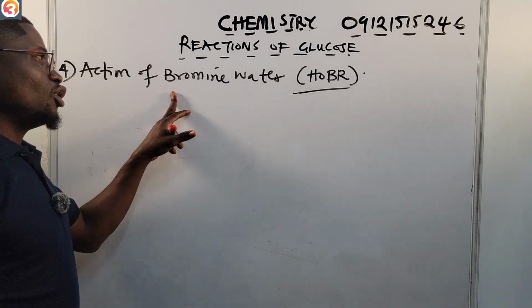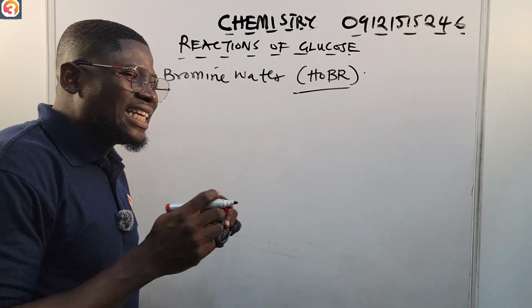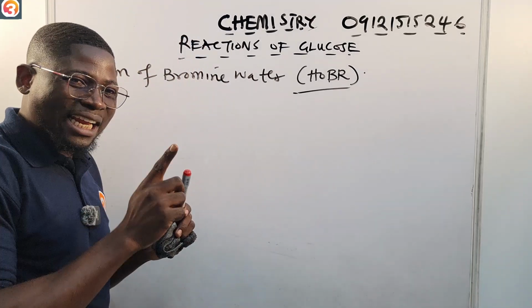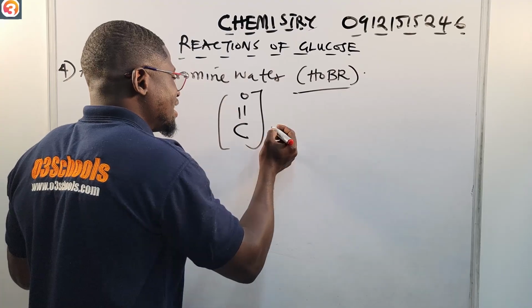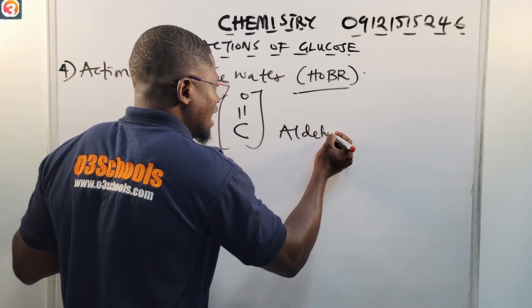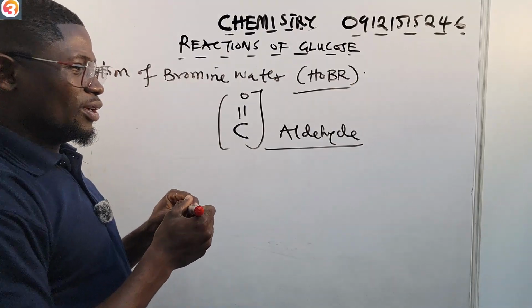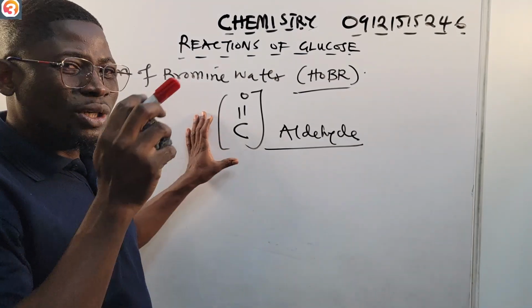This action of bromine water, this specific reaction, tells us that the carbonyl group that is present is an aldehyde. It confirms that the carbonyl group that is present is an aldehyde. It is not an amide. It is not a ketone, okay. It is an aldehyde.